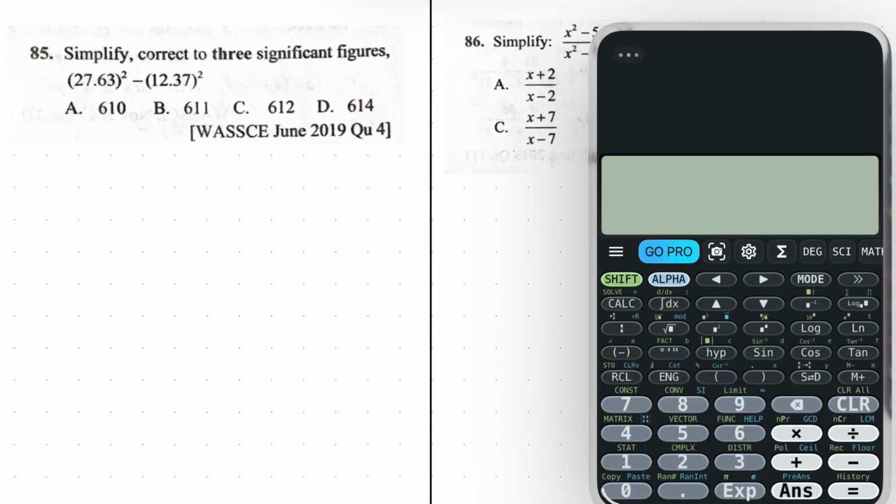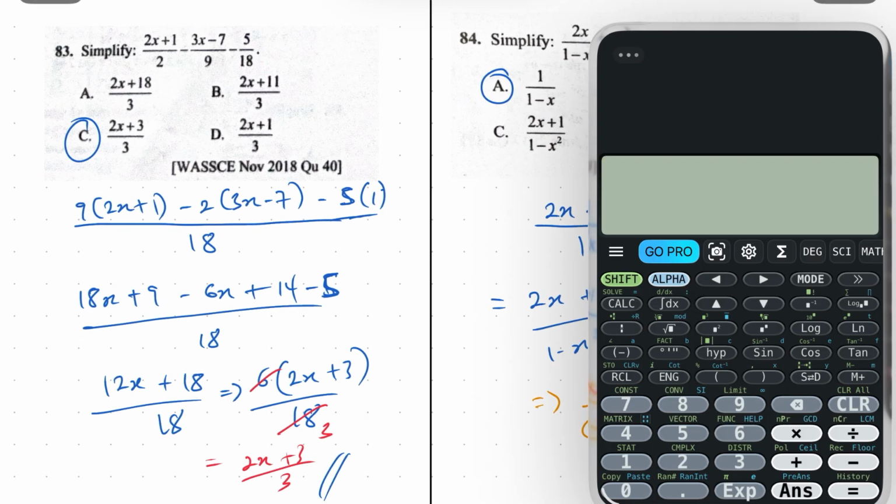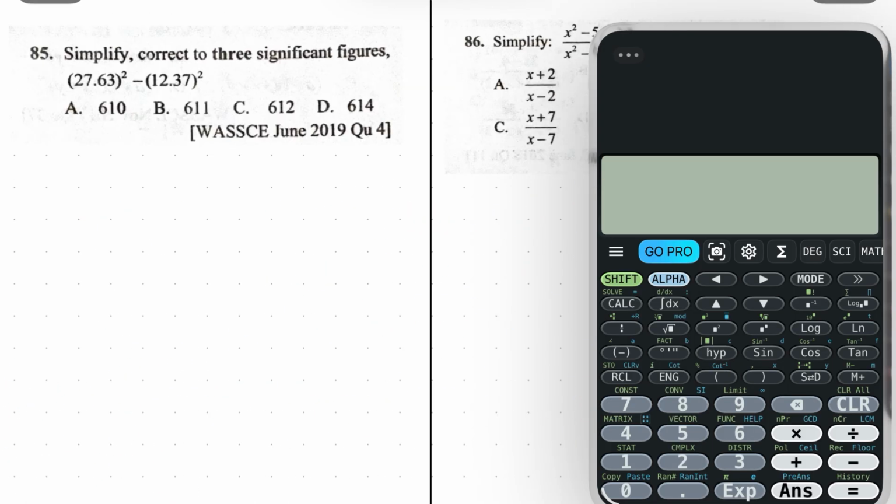In the previous session, we ended on question number 84. Here we start with question number 85. The question says simplify, correct to three significant figures: 27.63 squared minus 12.37 squared. As you can see, this is a difference of two squares. But instead of trying to solve it manually, we can just put it into the calculator because it is an objective question.